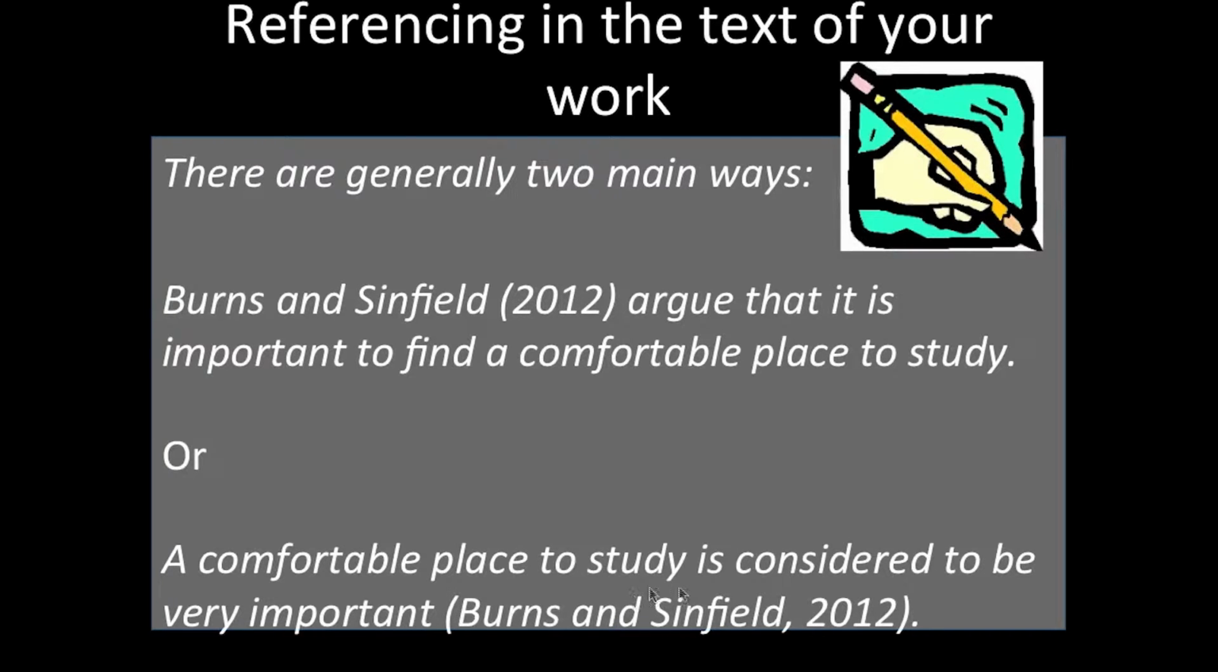Just imagine if I had only bracketed round 2012 here. It would read, a comfortable place to study is considered to be very important, Burns and Sinfield. It just doesn't make sense. That's why when you put the reference at the end, you need to bracket that additional bit, those author names too. Okay, so when you proofread, think about it that way. Think about your brackets working for you to give that information that's needed, but that you wouldn't say if you were reading it out loud.